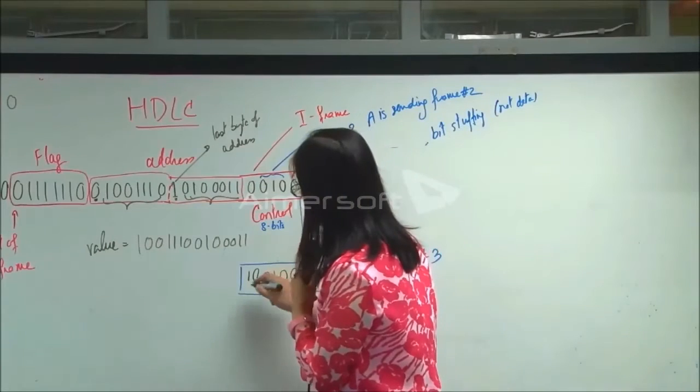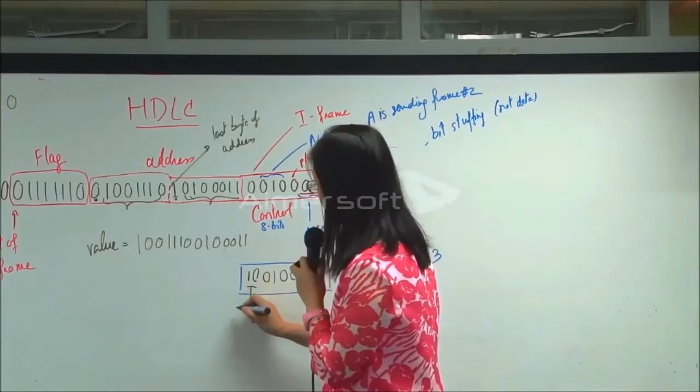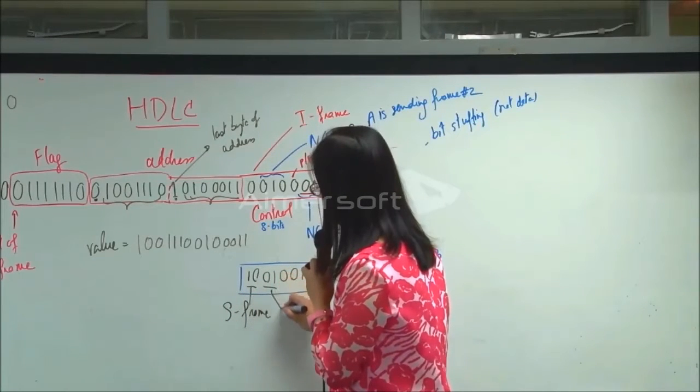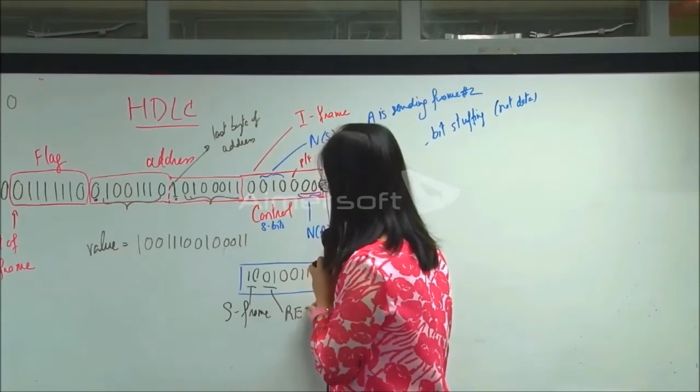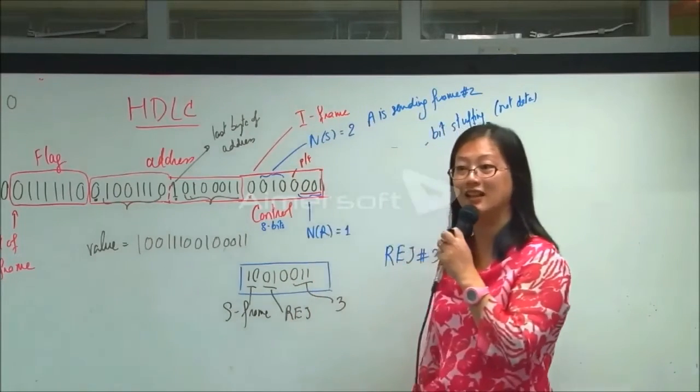The first 2 bits tell me that this is an S frame. These 2 bits tell me that it is a reject. These 3 bits tell me that it's reject number 3.